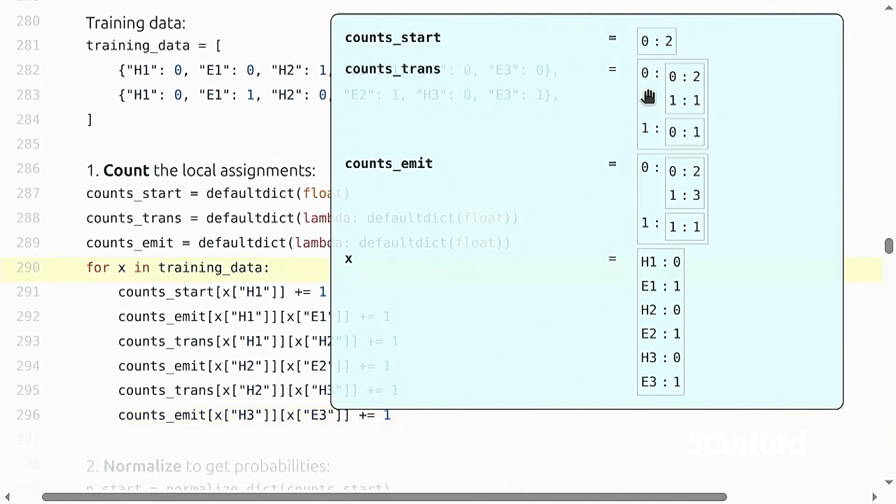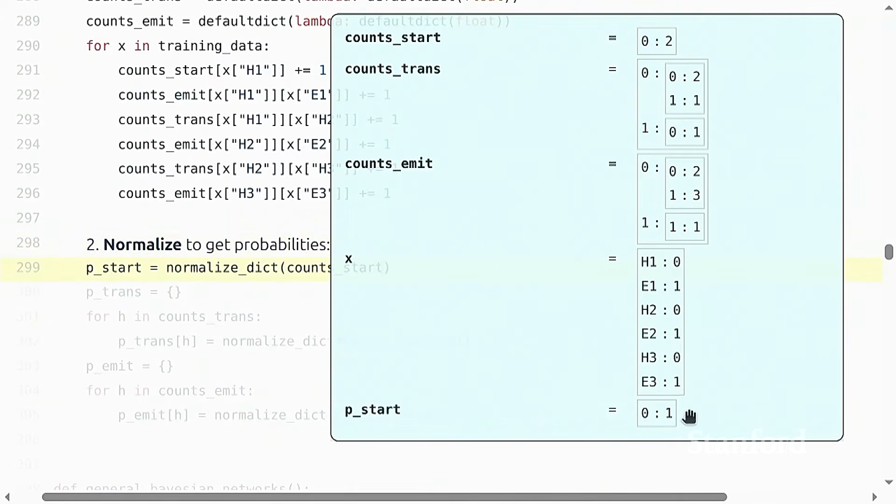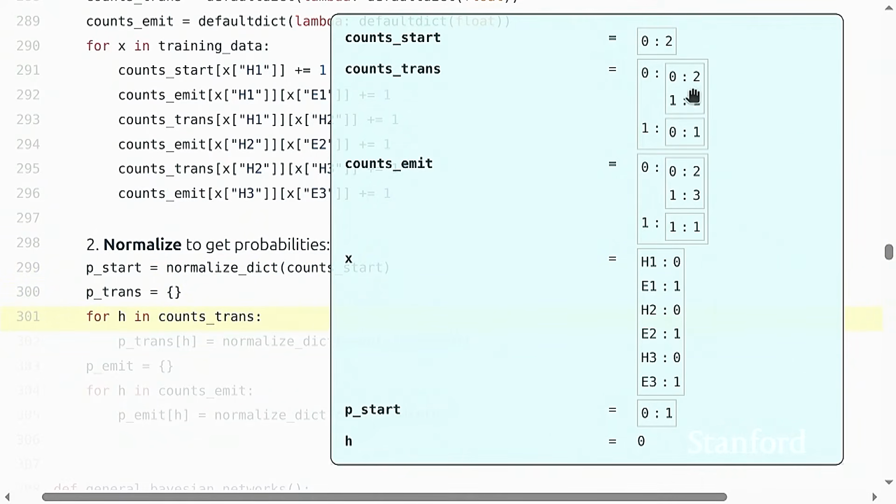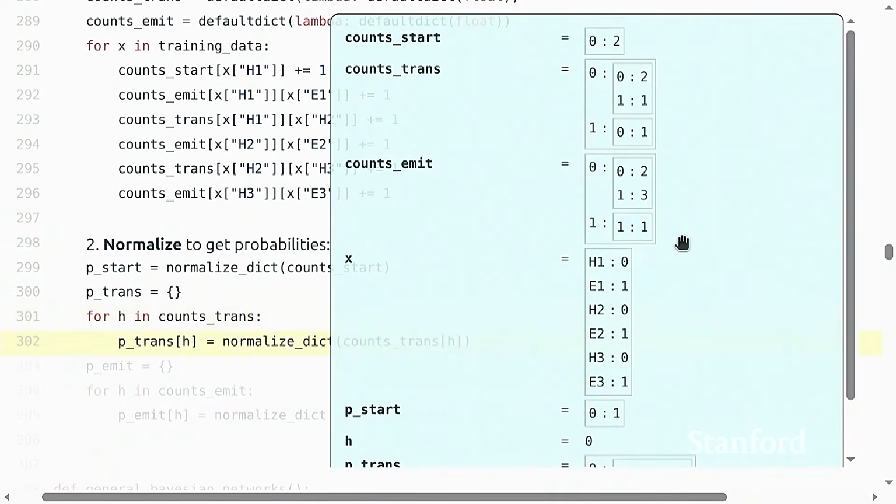And then I normalize. So this might not be so interesting because these counts are so sparse, but I normalize p start, and then for each of these local conditional distributions, I'm going to normalize them as well.